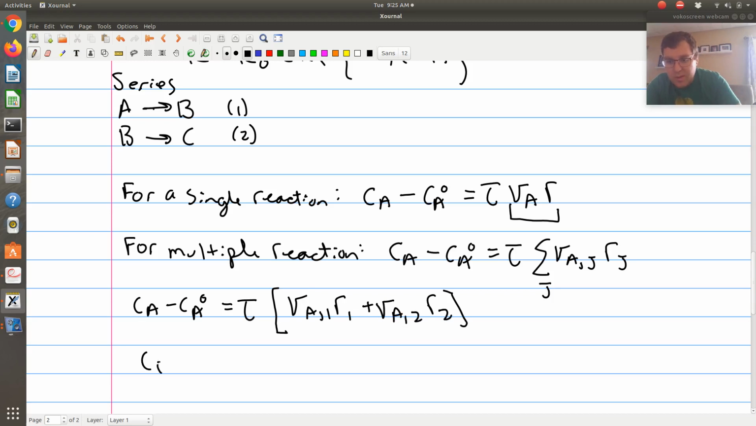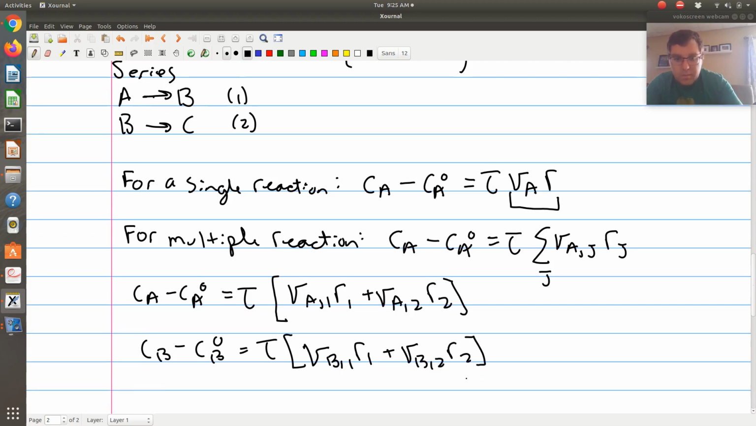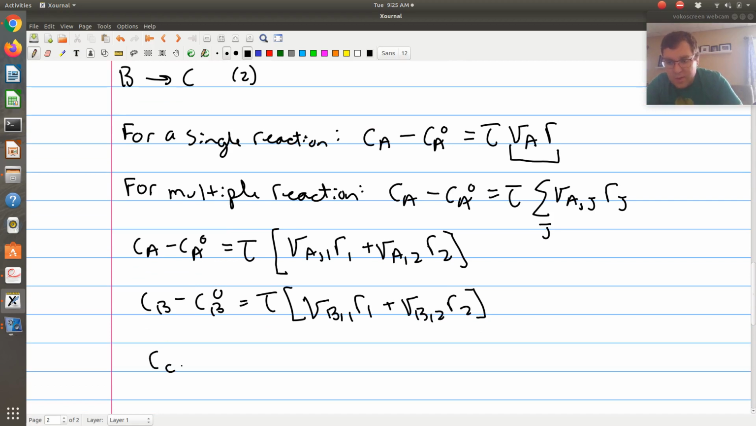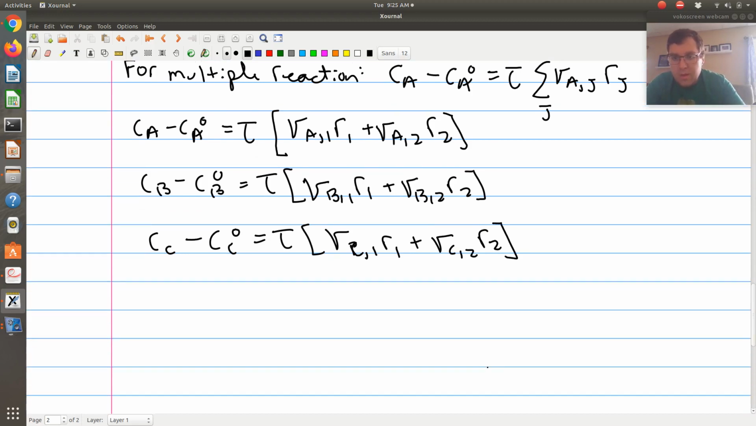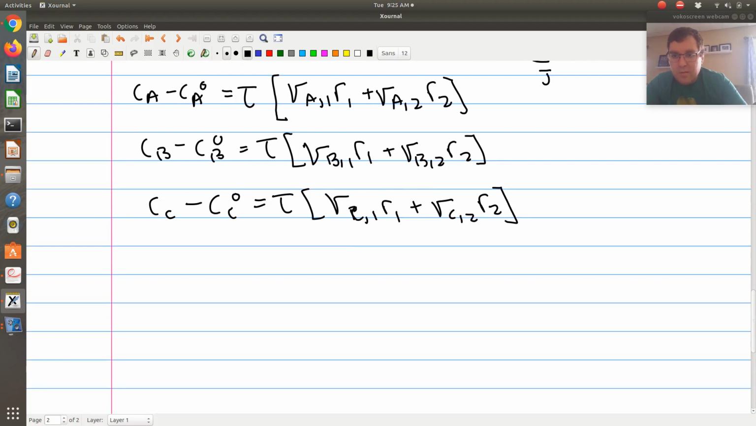I can write one for B: Cb minus Cb naught is equal to tau times nu B1 R1 plus nu B2 R2. And then finally C would be Cc minus Cc naught is equal to tau times nu C1 R1 plus nu C2 R2. Beautiful. We're going to know the concentration of A, B, and C entering my reactor, and what we want to solve for is the concentration of A, B, and C exiting for a given value of tau.